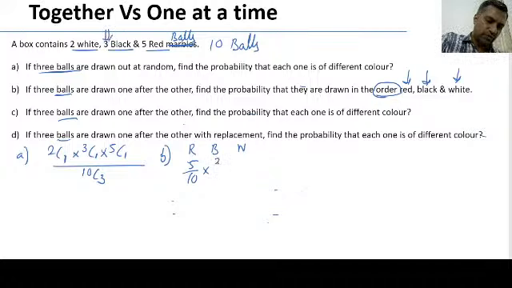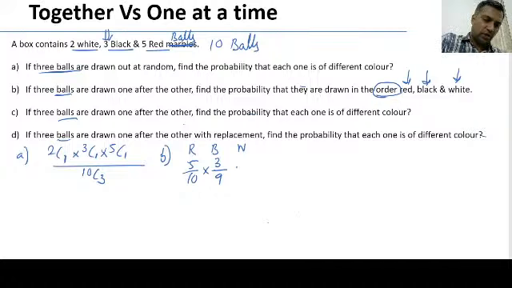Therefore 3c1 you will write, nothing but 3 divided by 9c1. Why 9c1? Because you already pulled out one ball, right? So only 9 more balls are left. What is 9c1? 9. You can write 9c1, no problem, but ultimately you will write 9. I'm just taking that liberty to write 9. That's it. Okay, 3 by 9.